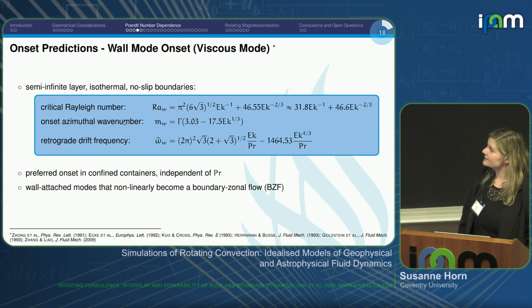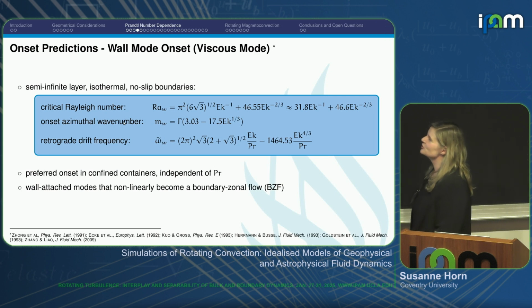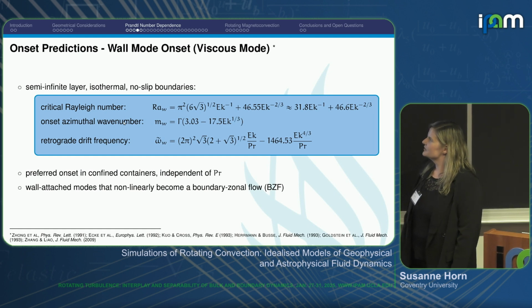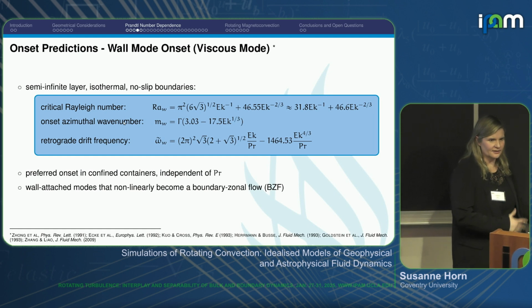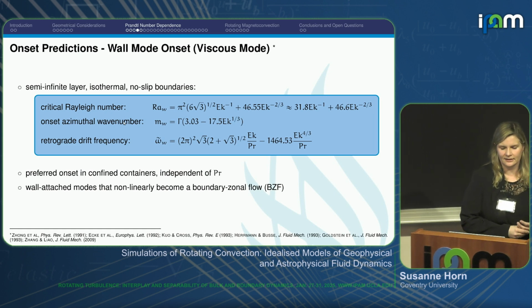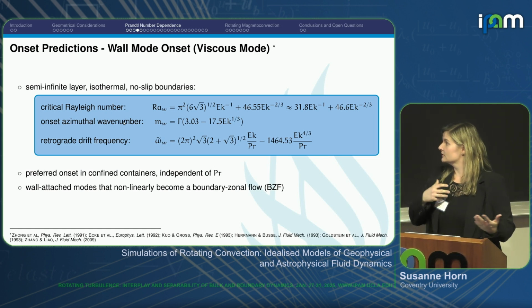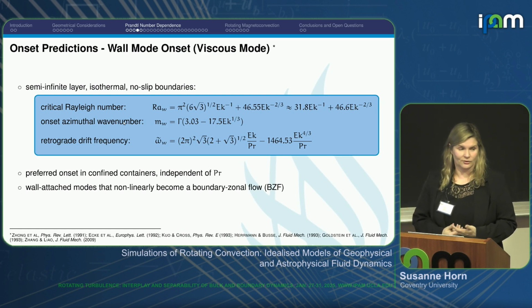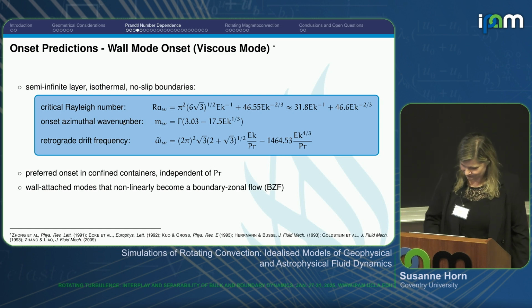And then what you've already seen, I will not really go into that because that has been discussed in much detail. So we have wall modes, and then if we look at them nonlinearly, we see that in these systems we still have wall modes, or one could also call them boundary zonal flows.